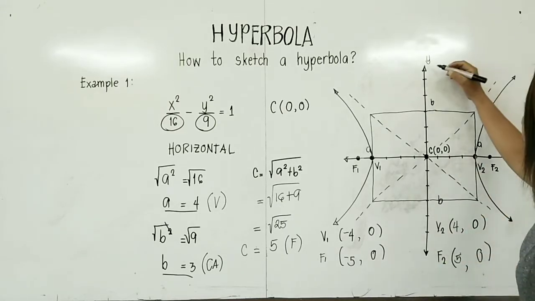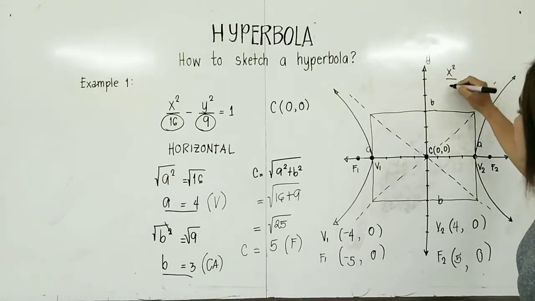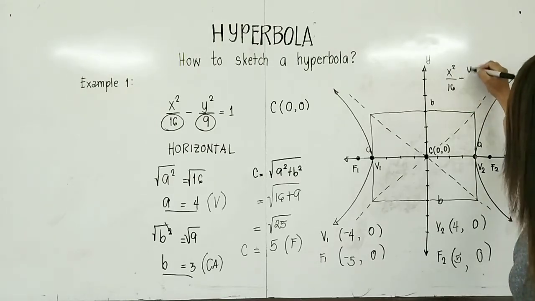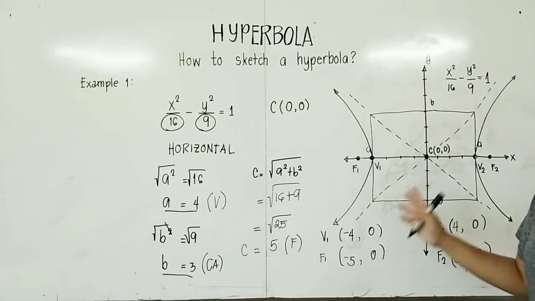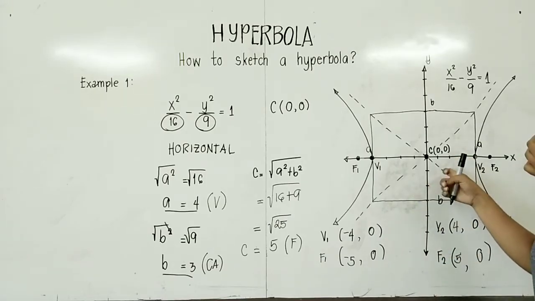Next and last, we will label our graph. So x squared over 16 minus y squared over 9 is equal to positive 1. So this is how to sketch a hyperbola with the center at the origin.